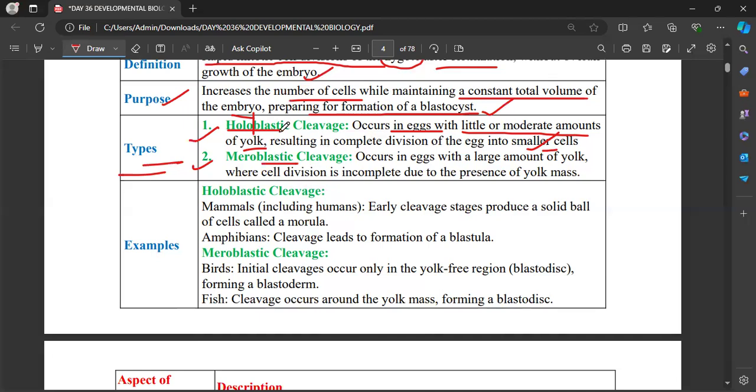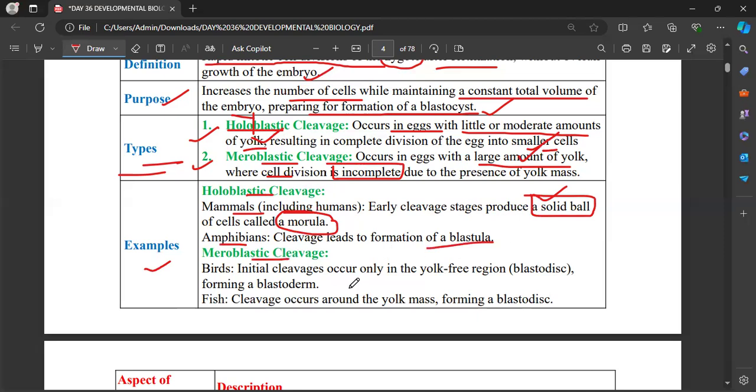Meroblastic cleavage. Here in holoblastic, we have a little or moderate amount of yolk. In meroblastic, we have a large amount of yolk. Here, the cell division is incomplete due to the presence of this larger amount of yolk. Okay, now some examples of holoblastic cleavage: mammals, including humans, undergo holoblastic cleavage. As a result of this cleavage, we produce a solid ball. This solid ball is said to be the morula stage. Okay, and also in amphibians, this cleavage leads to the formation of the blastula stage.